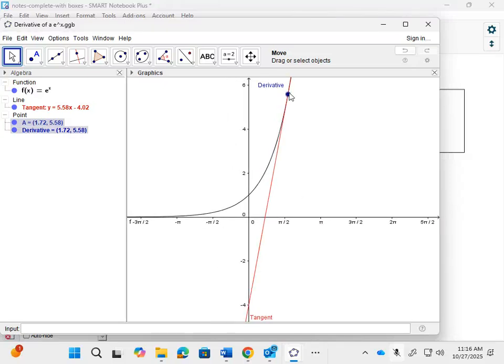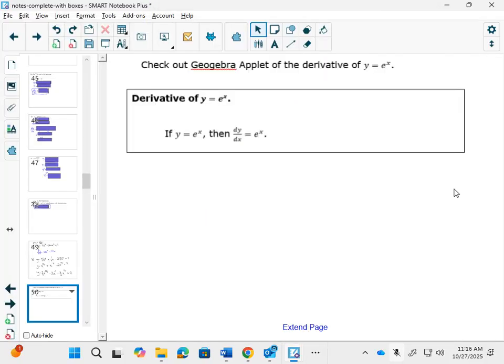Drag this along here, and I plot the derivative. As I drag this, the tangent changes and the derivative changes. It's exactly the same as what we started. So in our notes, if you have the graph of e to the x, the derivative is e to the x, which is going to cause all sorts of problems for your brain.